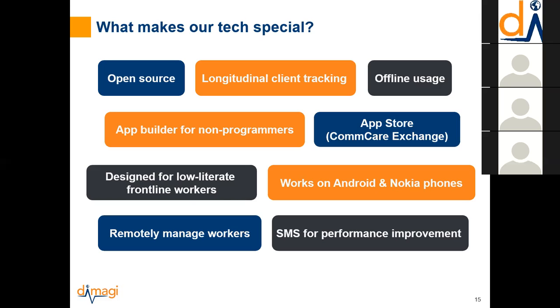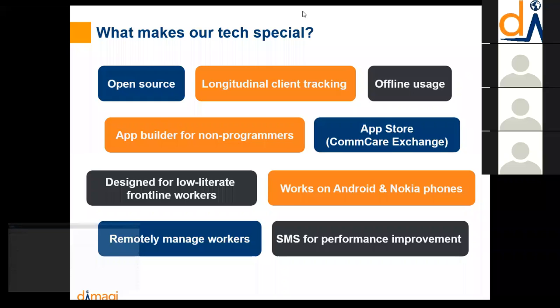We also work in non-Roman character script languages, so we can go in just about any language, including things like Hindi or Arabic or Japanese or Chinese, anything that's a non-Roman character. So it's good to know if you're working in multiple languages as well. And we work on both Android and Nokia Java-based phones, so smartphones and then also dumb phones, as I like to call them. And then you can remotely manage workers using some of the reports, and then also you're able to use SMS for frontline workers as well.